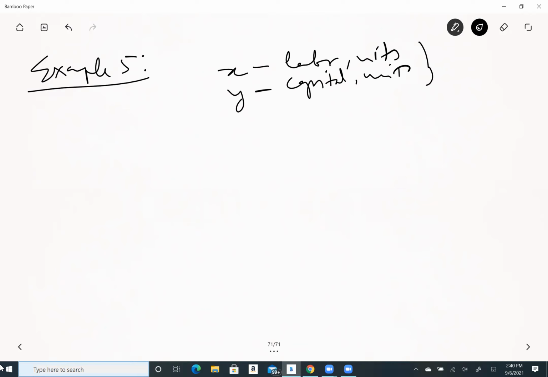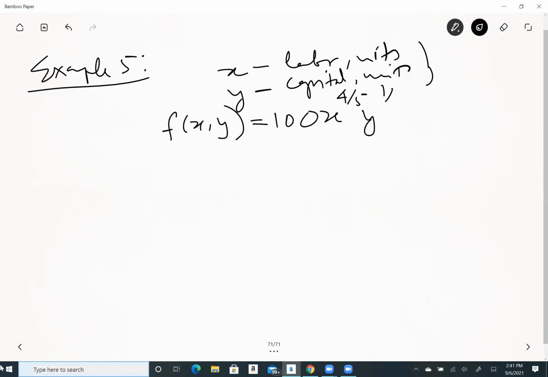Now, if you look at the example, you are not given the budget line. I mean, you are not given the cost. The cost constraint is not given. You are given the information from which we can come up with the cost function. So here, the production is equal to 100 x to the power of 4/5, y to the power of 1/5. Now, when you look at the cost, which is the constraint, the cost would be a linear function.